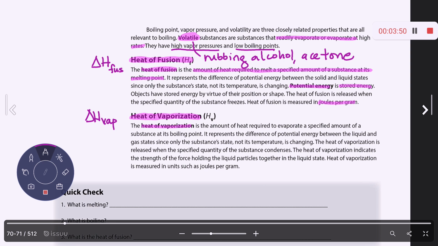Same thing with the heat of vaporization. That's how much heat is required to evaporate something at its boiling point. That's the difference in potential energy between the liquid and the gas state. It also has fraction units, so we can use it as a conversion factor if needed. Now, let's take a look at how you would see this on a heating curve for something.